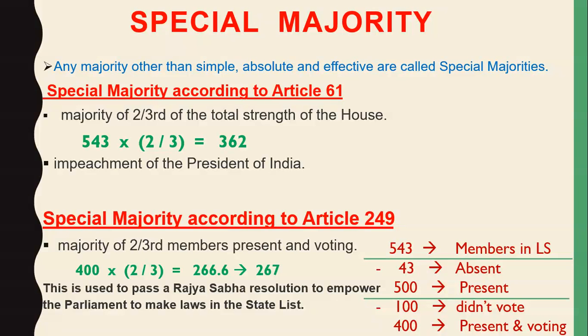declares a subject of the state list, for example, there are many subjects in the union list and many subjects in the state list. If Rajya Sabha declares that this particular subject of the state list is of national importance, means it is important for entire India, and Rajya Sabha passes this proposal via a special majority of more than 2/3 of the members present and voting, then Parliament will get power to make law on that subject. So this is the role of special majority according to Article 249.